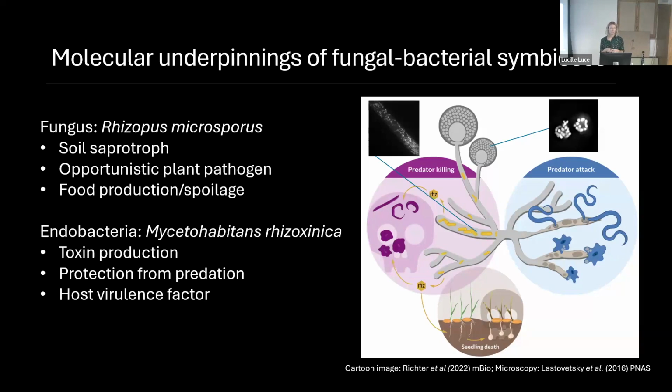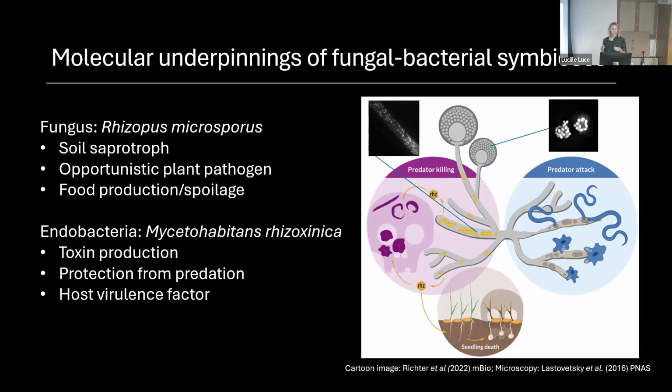Other isolates of Rhizopus microsporus are actually used commercially for soy fermentation in Asia. They produce tempeh and something called sufu as well, which I'm not very familiar with, but apparently it's good. And other isolates can be food spoilage agents. These are really cool fungi just in their own right.